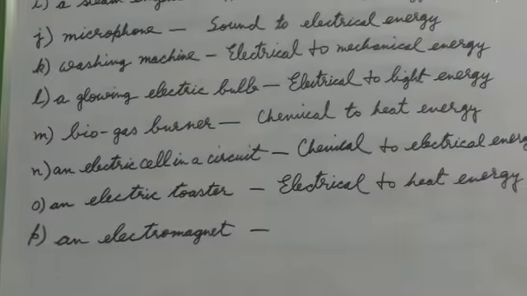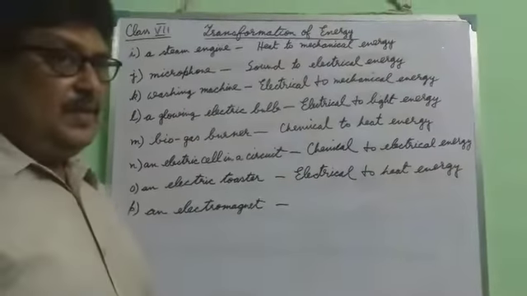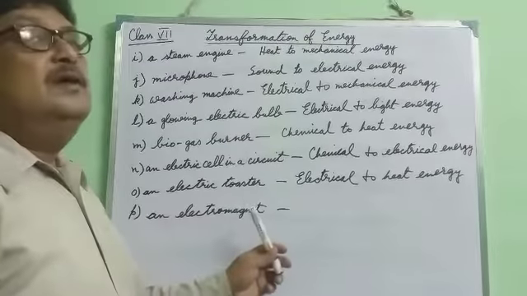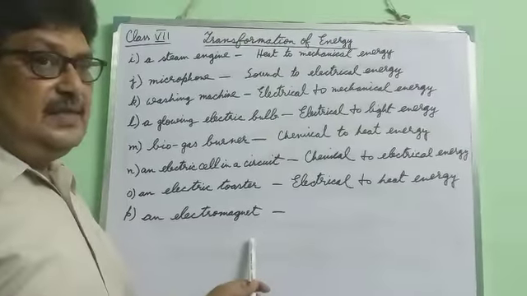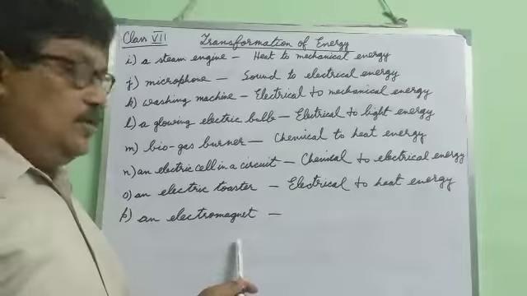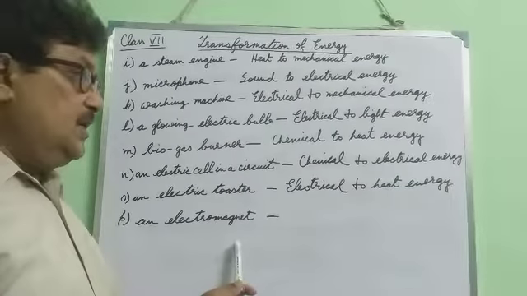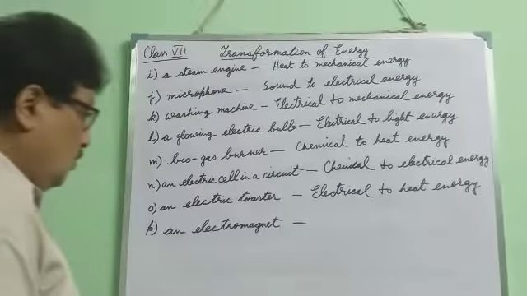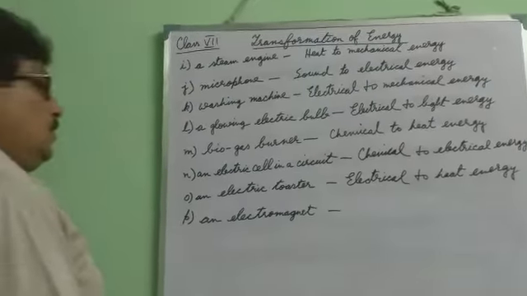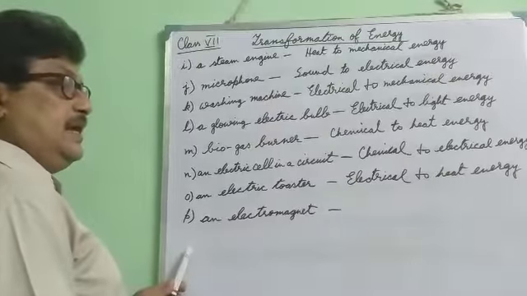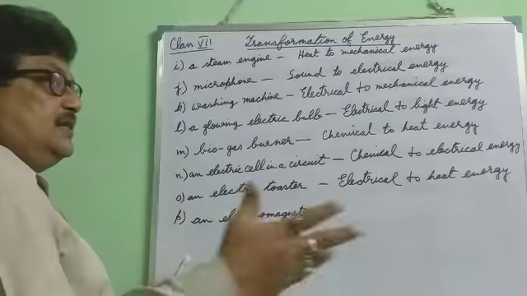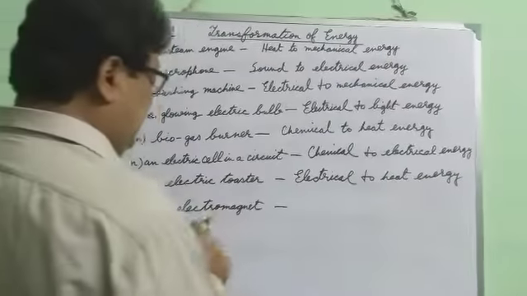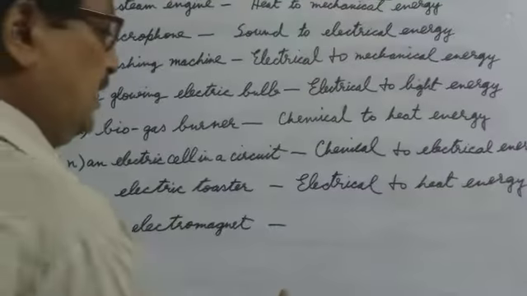Lastly, an electromagnet used in electric bell, used in various other devices, that is telephone, in your radios, everywhere, transformers. Electromagnet, we take the help of electromagnet. So what we are doing over there, we are taking electric current and converting it into magnetic energy. So it is electrical energy to magnetic energy.